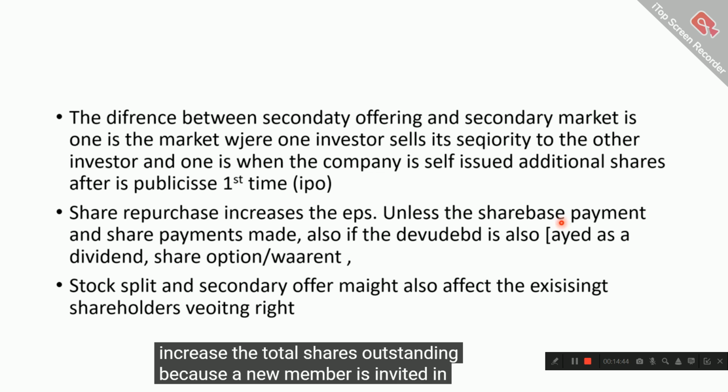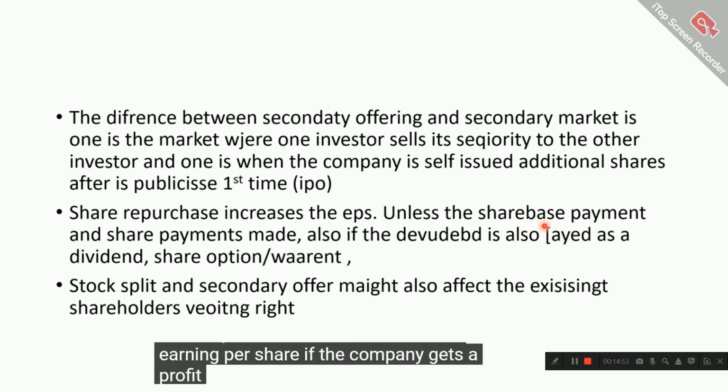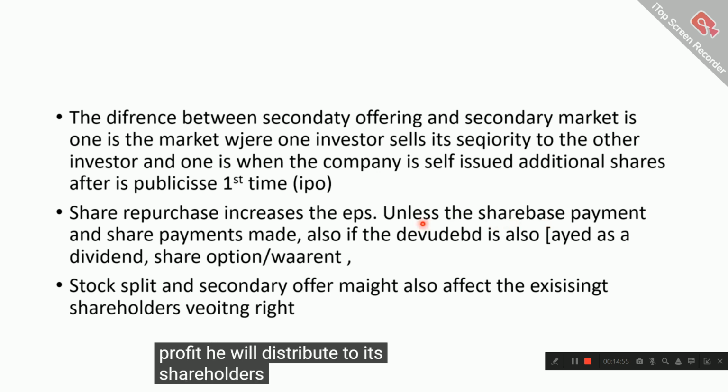If the company gets a profit, it will distribute it to its shareholders in the form of dividends or capital gains. However, when the members become too many, this profit will be distributed to many shareholders, which might decrease earnings per share.